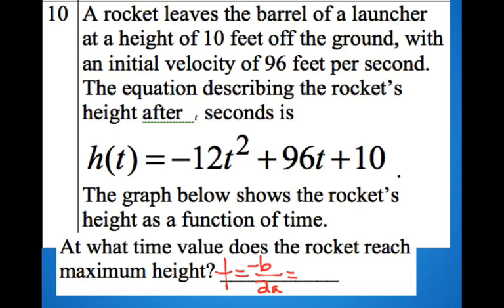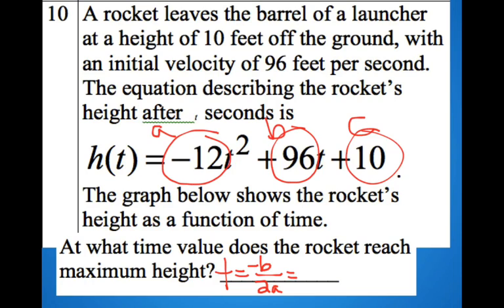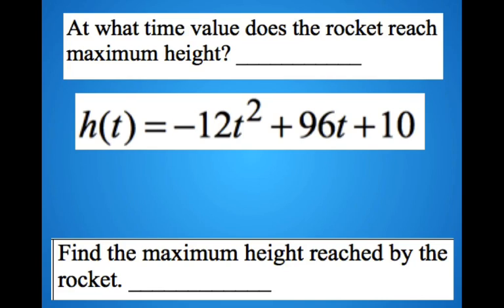So that's going to be the opposite. We have our A, our B, and our C. So the opposite of B, negative 96, divided by 2 times the A, or 2 times negative 12. That's 96 divided by 24, so that should be positive 4. That's 4 seconds. So at what time does the rocket reach maximum height? That's the same question, so it's t equals 4 seconds.